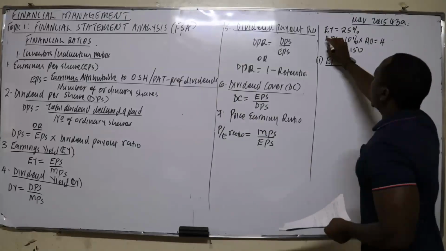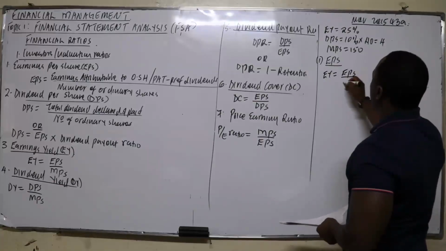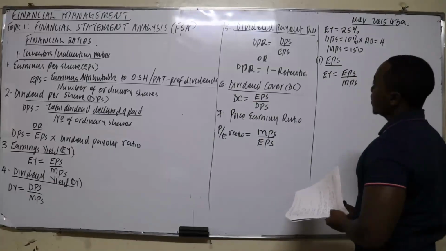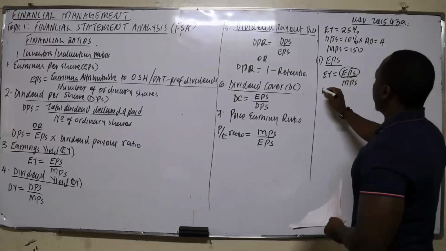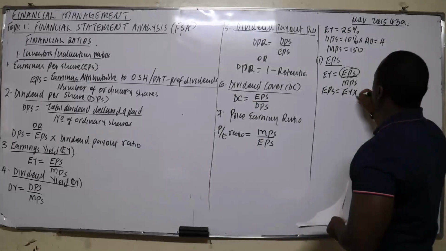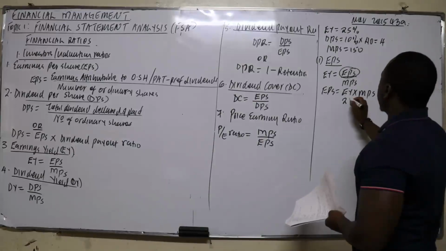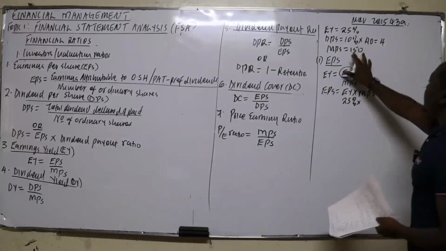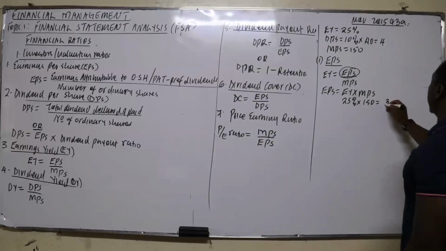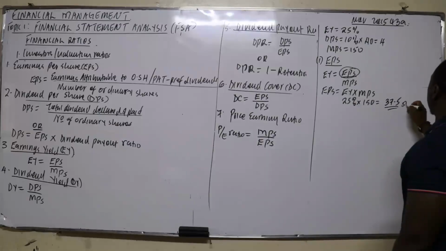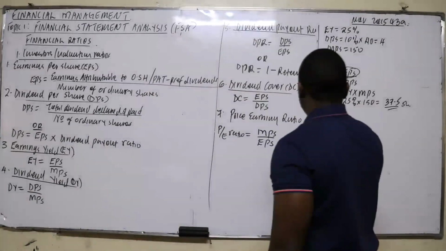That is, we already have the earnings yield, of which to get the earnings yield is earnings per share over market price per share. So what we need is the earnings per share. So you make it the subject, you just cross multiply. Therefore, to get the earnings per share, you take the earnings yield, you multiply by the market price per share. So earnings yield we have is 25%. You multiply by the market price per share, which is 150. 150, you divide by 4, you get 37.5 shillings.